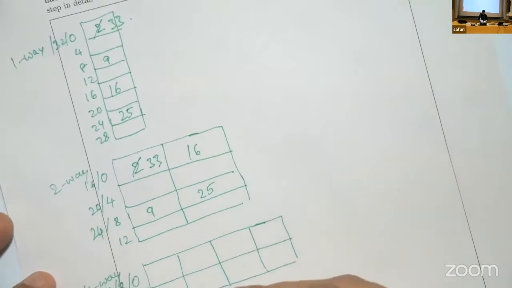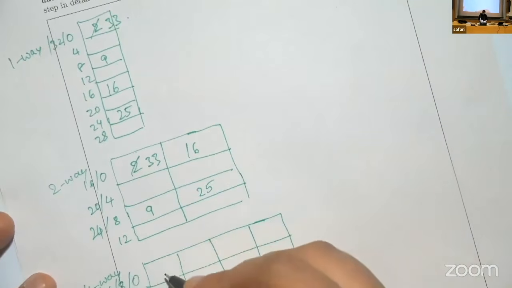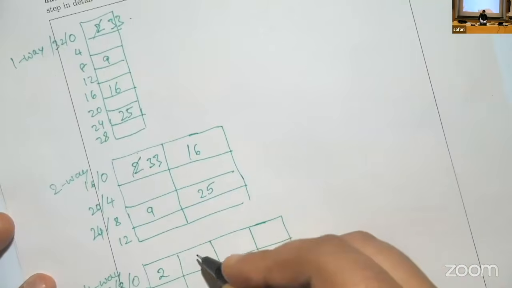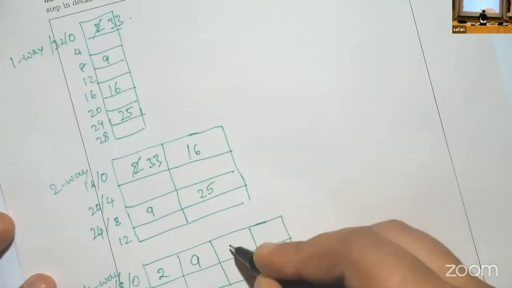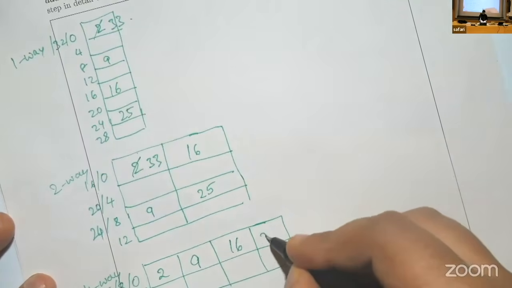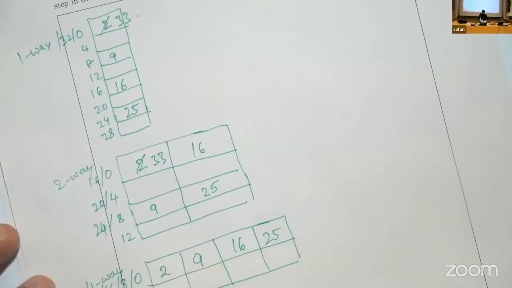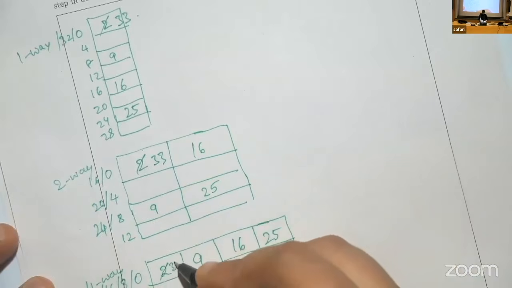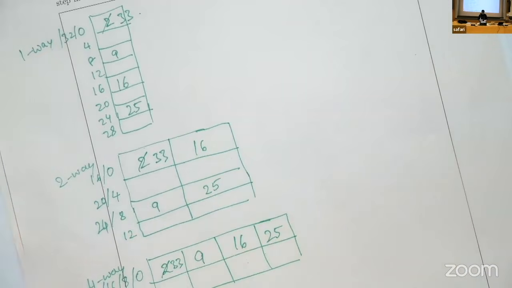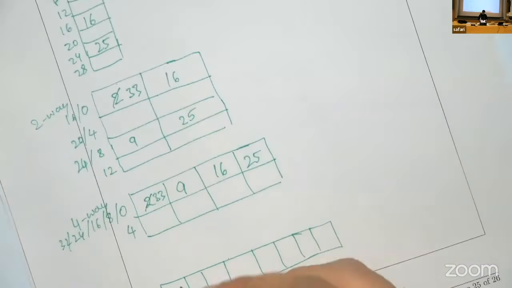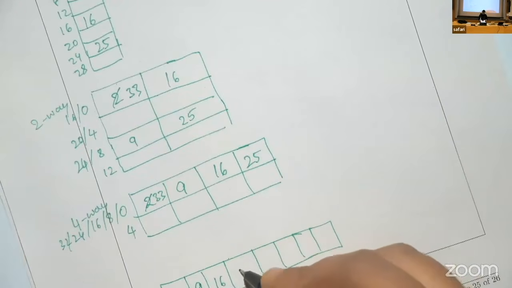And then in case of 4-way, we will have 2, 9, 16, 25. And again, 33 is going in the first set, and we will replace 2 with 33 because of the FIFO policy. And in case of 8-way, we will store all these addresses without any replacement.